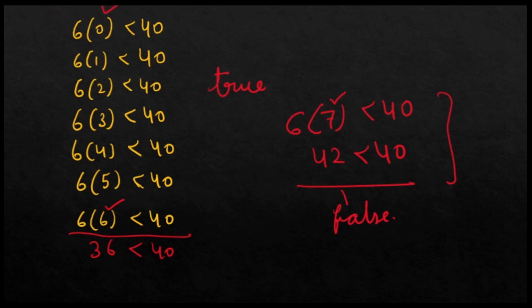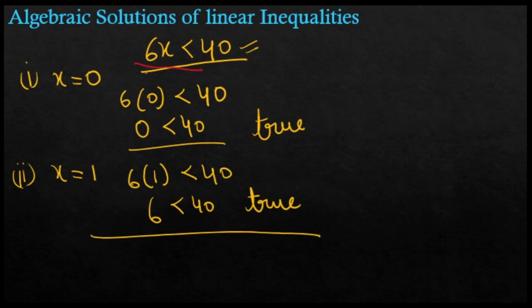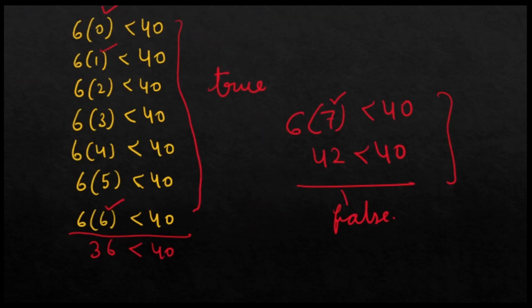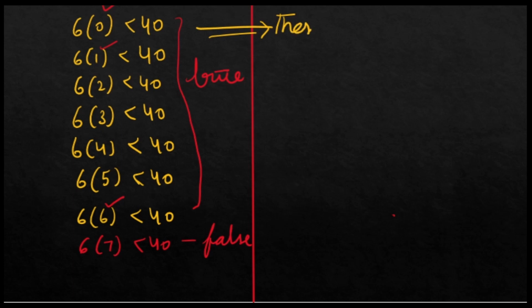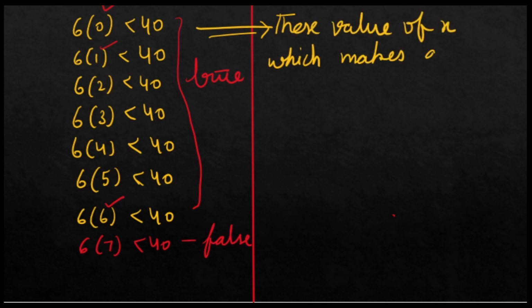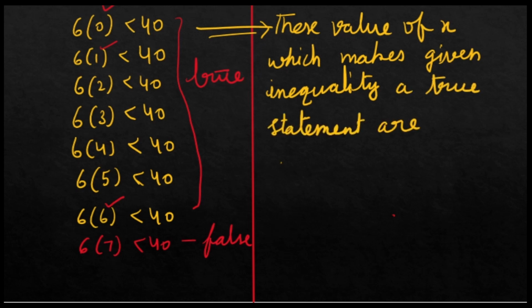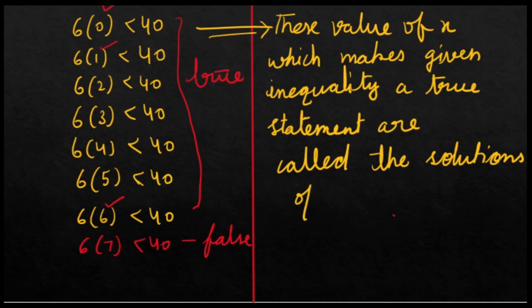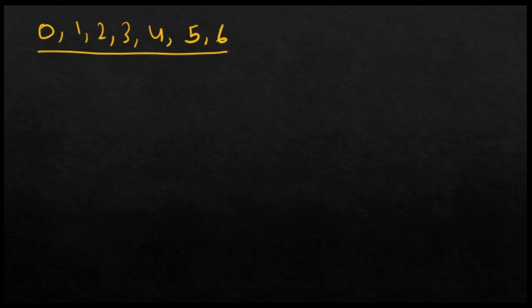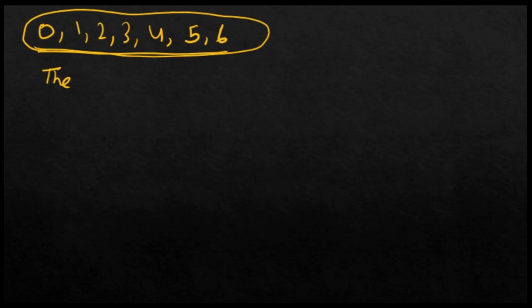So we find the values of x which make this inequality a true statement. These are the values that make it true. These values of x which make the given inequality a true statement are called the solutions of the inequality: 0, 1, 2, 3, 4, 5, 6. These were the solutions of the inequality. That is, this is the set of what? Set of solutions.